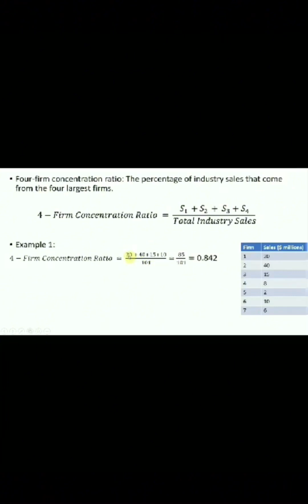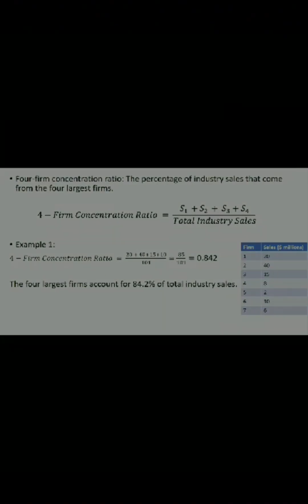Next, we're going to find the firms that have the four largest sales. So 20, 40, 15, and 10. Those are the firms with the four largest sales. Adding those numbers up, we get 85 divided by 101, or 0.842. This means that the four largest firms in this industry account for 84.2% of total industry sales.